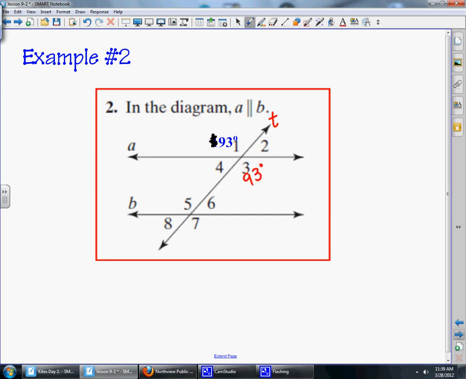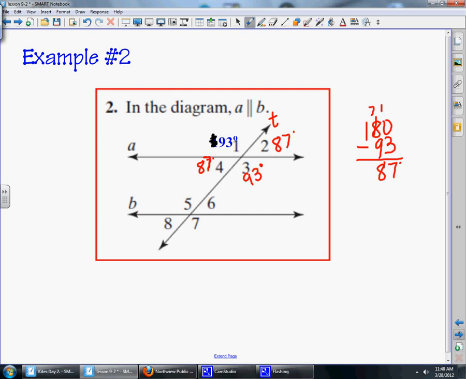So how would I find angle 2? I would take 180 and subtract 93 degrees from it, which would give me 87 degrees for angle 2. Well, now I know angle 4 would be 87 degrees because they are vertical angles, and vertical angles are equal to each other. So now how are we going to find the other angles?